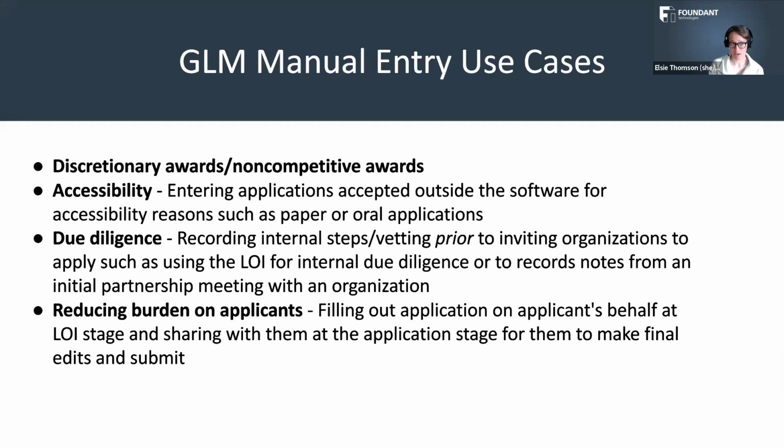Accessibility is another great use for manual entry. So thinking about if you have applicants who don't have the ability to come in and apply in the system for whatever reason, they don't have access to internet, they need to apply on paper, they don't have the technical abilities, or maybe you accept oral applications, like you go over the questions on a phone call. You could manually enter into a public facing process that other folks are applying to on the site, but you're providing some extra accessibility accommodations to someone and would enter it on their behalf.